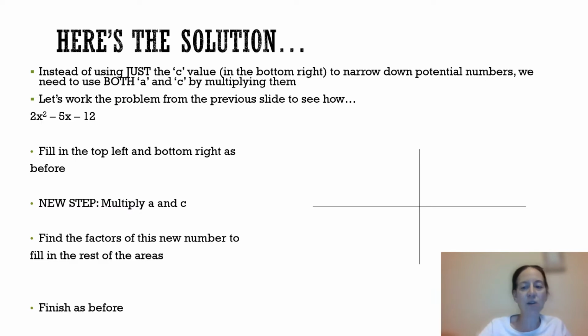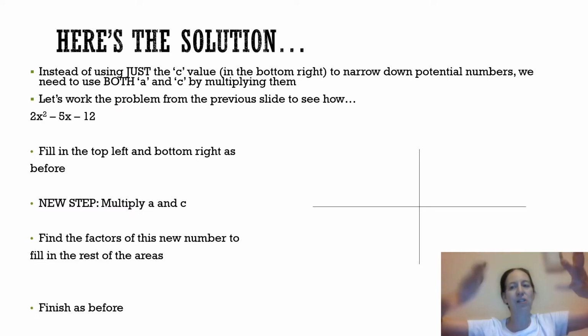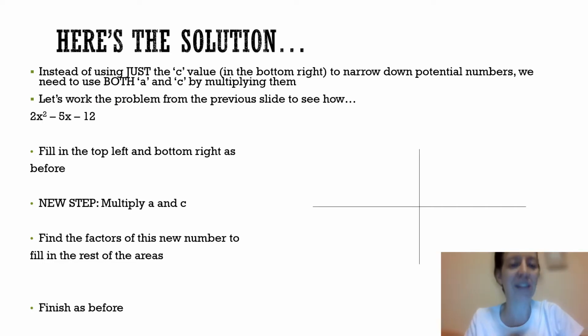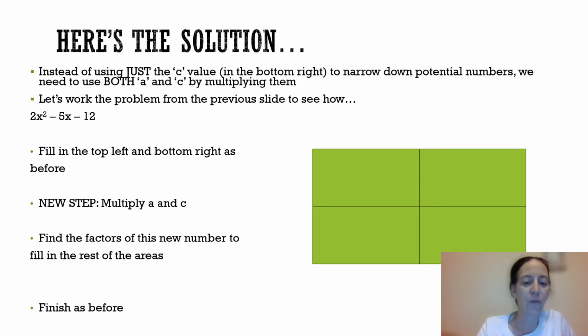It just means that we have to use both of those numbers when we're generating our list of candidates. I'm not going to send you out to do problems like this on your own without demonstrating how to do them. So we're going to work the problem from the previous slide: 2x squared minus 5x minus 12. The good news is that we start with the same steps. Fill in the top left and the bottom right as before, so the 2x squared and the negative 12.